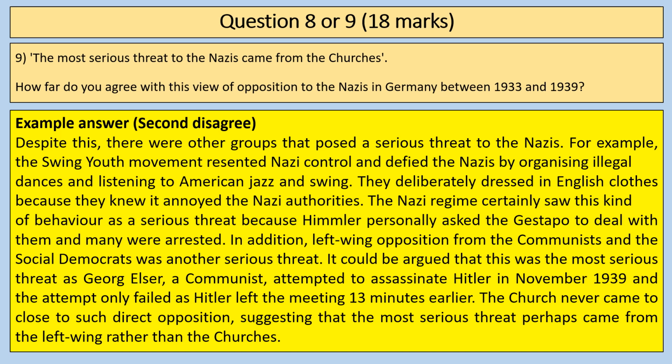In addition, left-wing opposition from the Communists and the Social Democrats was another serious threat. It could be argued this was the most serious threat as Georg Elser, a communist, attempted to assassinate Hitler in November 1939, and the attempt only failed as Hitler left the meeting 13 minutes earlier. The church never came so close to such direct opposition, suggesting the most serious threat perhaps came from the left wing rather than the churches.